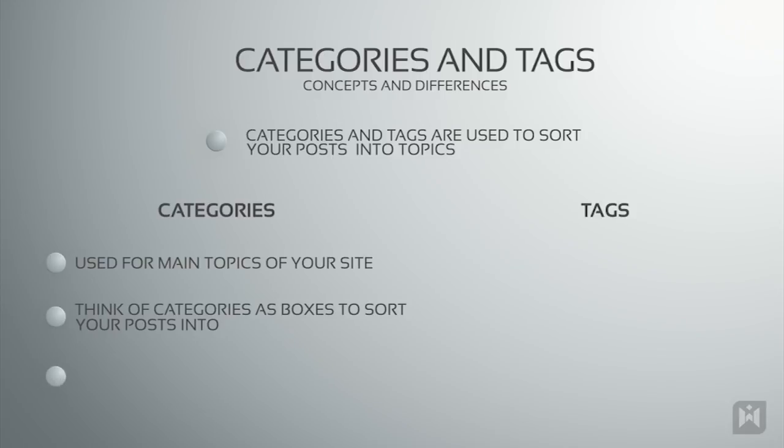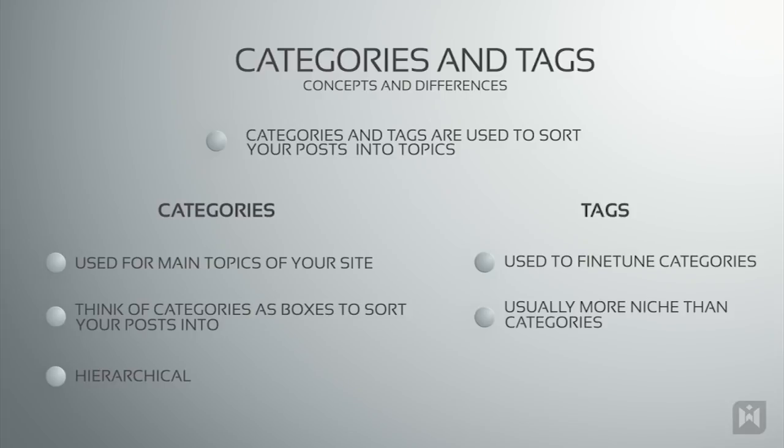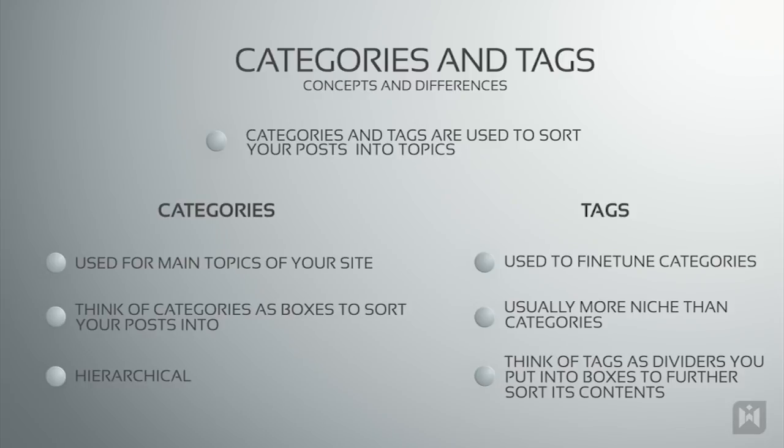Categories are hierarchical, so you're able to have subcategories to further sort your posts. Tags are used to further fine-tune categories and are usually much more niche than categories. Think of this as having dividers to further sort the contents in the boxes.